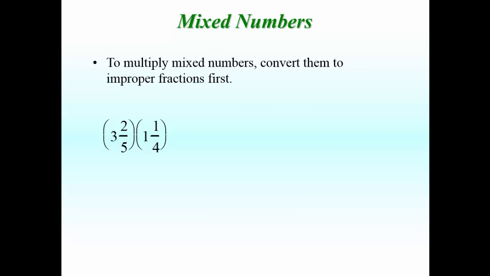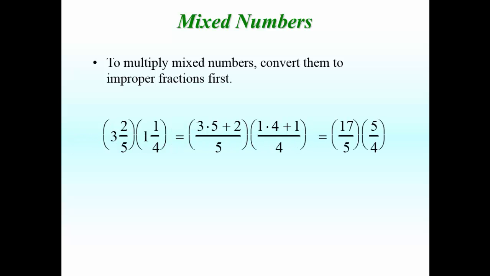Now, to multiply mixed numbers, you need to first convert them to improper fractions. So 3 2/5. 5 times 3 is 15, and 2 is 17. So that's 17/5. 1 times 4 is 4, plus 1 is 5. So that's 5/4. So that's 17/5 times 5/4. Then you can just go ahead and multiply those.